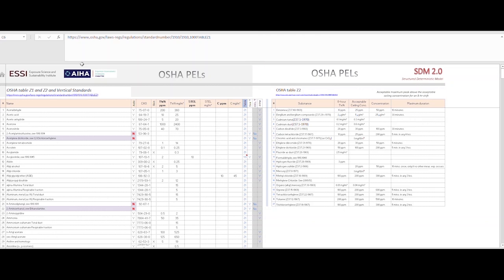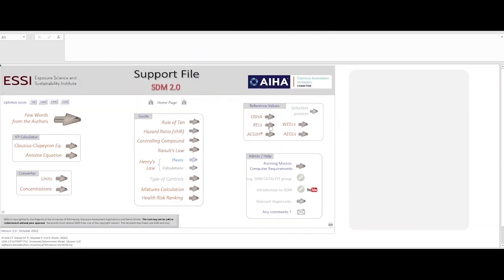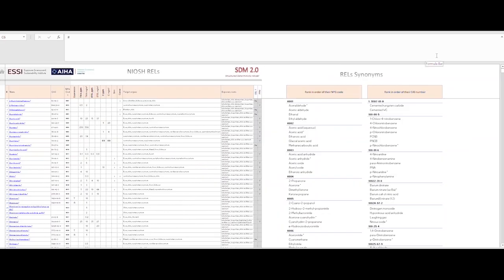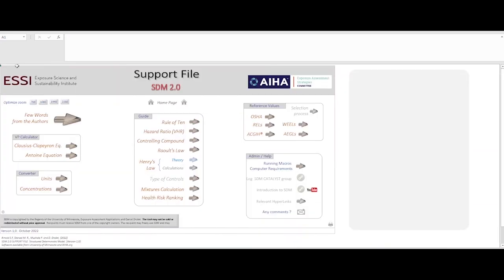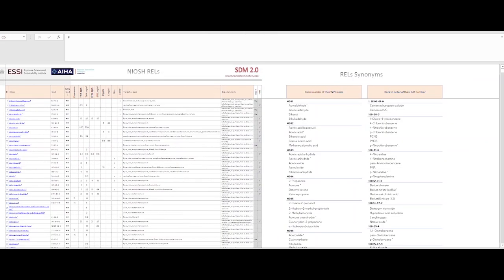On the REL page, the user can see which chemicals in the SDM 2.0 database have NIOSH RELs, the type and value of the RELs, target organs, exposure routes, and synonyms. There is also a link to the NIOSH Pocket Guide page for each chemical.